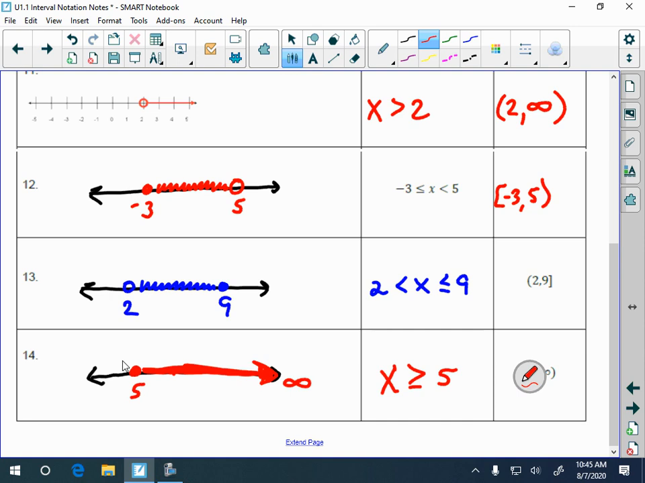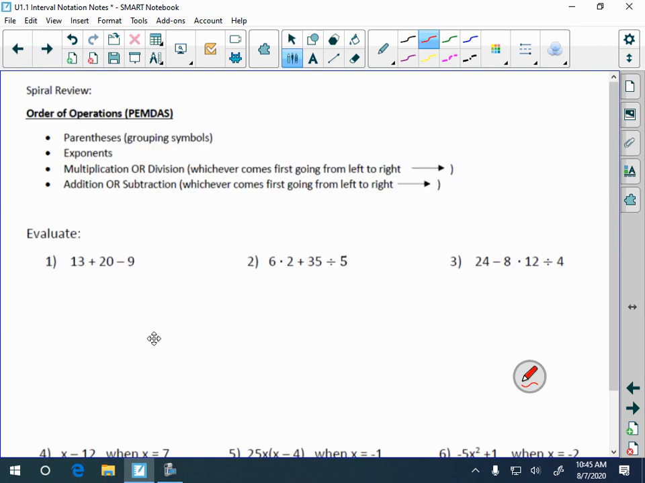All right, so that's how you do interval notation, inequality notation, and graph on a number line, going from one form to the other form. So you have 3 different forms there, and given one of the 3, you should be able to find the other 2. All right, and I want to go ahead and do this spiral review real quick.